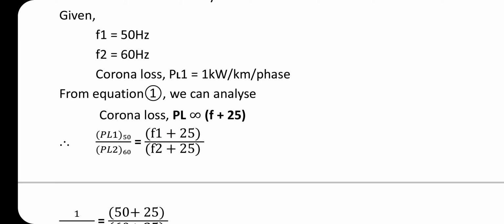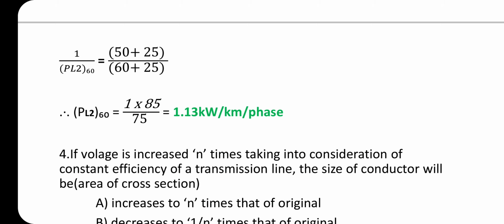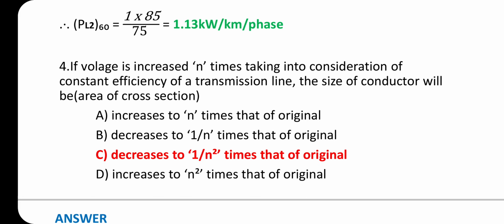Given f1 equal to 50 Hz, f2 equal to 60 Hz, corona loss PL1 equal to 1 kilowatt per kilometer per phase. From equation 1, we can analyze corona loss PL is directly proportional to f plus 25. Therefore, PL1 of 50 Hz divided by PL2 of 60 Hz equal to (f1 plus 25) divided by (f2 plus 25). Substituting the values of f1, f2 and PL1, we get PL2 at 60 Hz equal to 1.13 kilowatt per kilometer per phase.